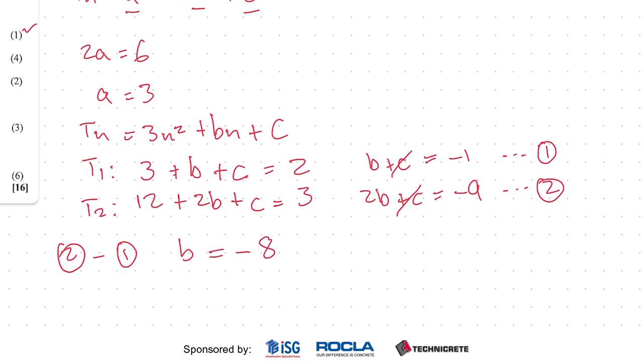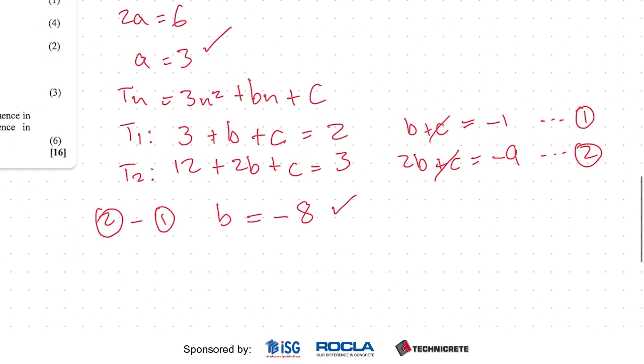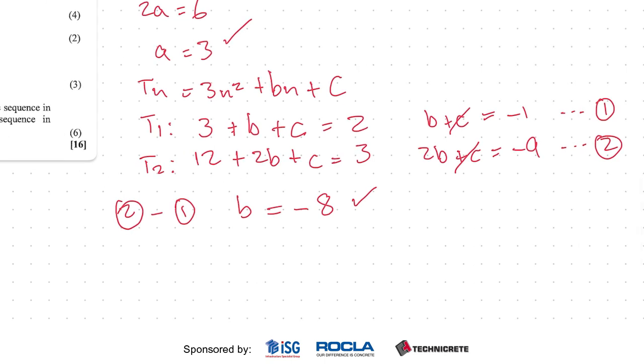Okay, so we figured out A, we figured out B, so we just need to figure out C. We can substitute the value for B into 1, and we get something like -8 plus C equals -1. So C just equals 7, I believe.